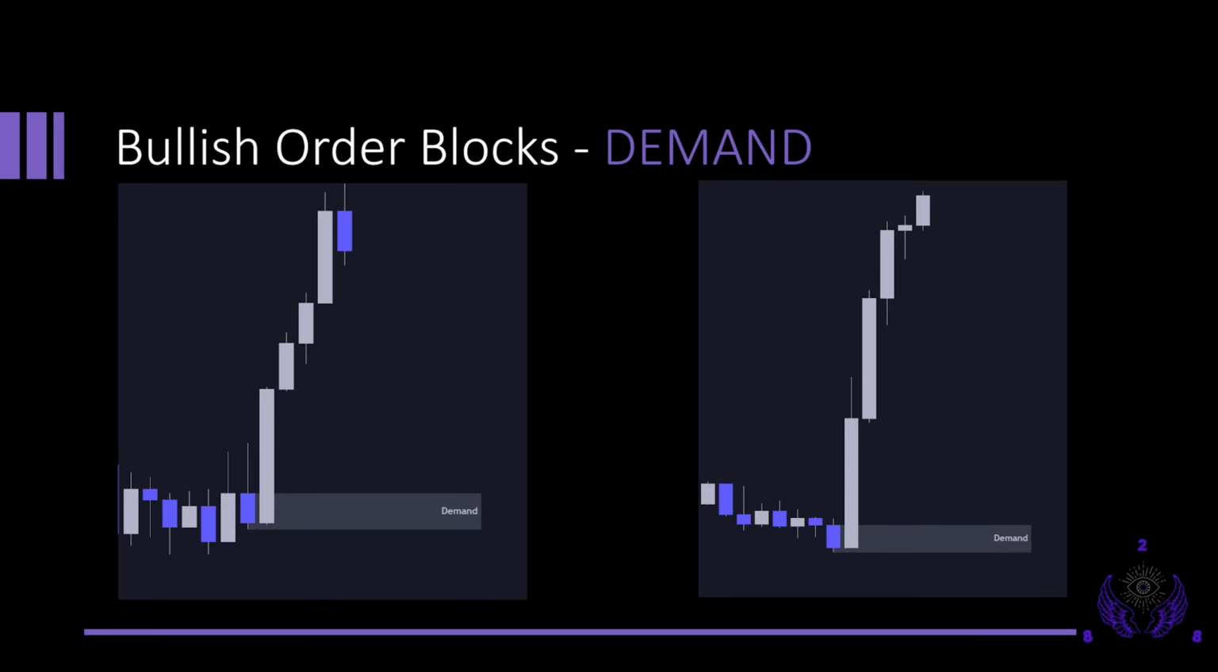So this is an example of bullish order blocks, also known as demand. You can see we had this last selling candle before this rapid move. So this is our demand zone.